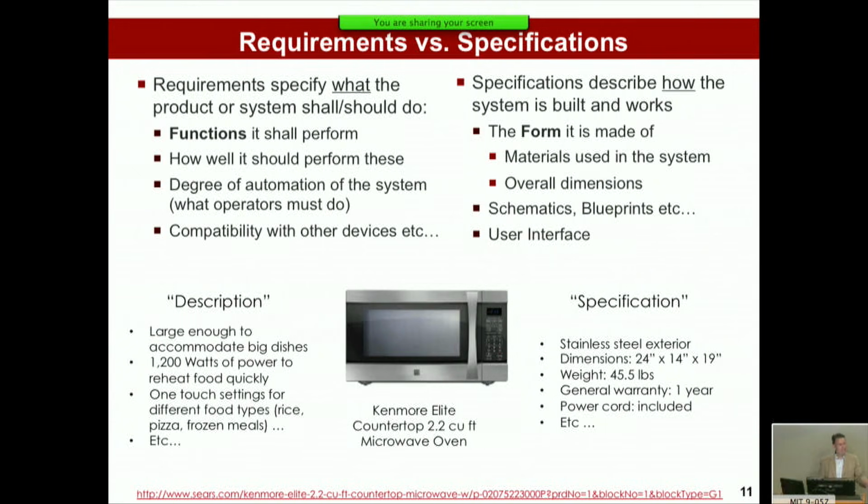Did you see that? And then when you look under specification, it says the following things: stainless steel exterior, right? Again, you don't want it to rust. The dimensions, the weight. There's a general warranty for 1 year. The power cord is included. You see, it's very different. Those are things that describe how it's made, the form of it, and so forth. So make sure you keep those separate.